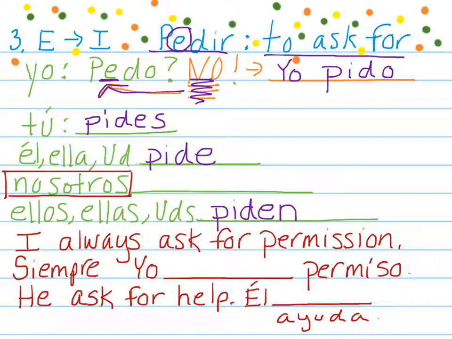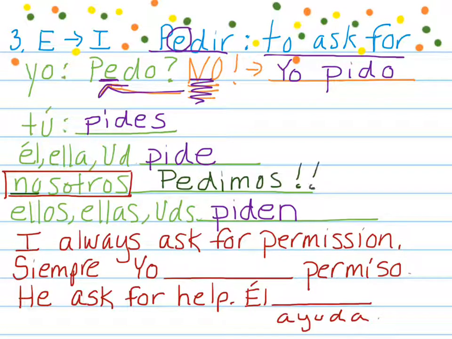Now let's go back to nosotros, our wonderful rebel. Let's make it a better color. Okay, nosotros, remember? Does not stem change. Say no to nosotros. It's going to be P-E-D-I-M-O-S.